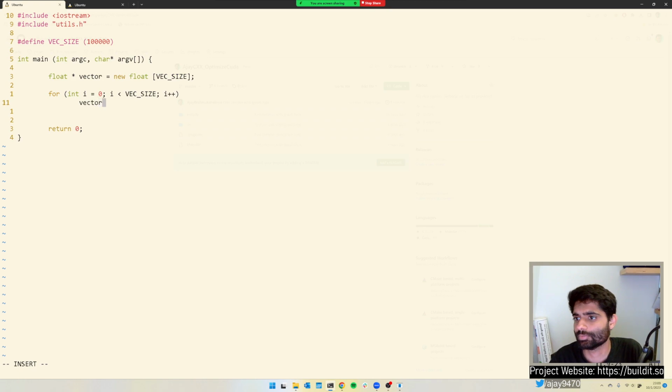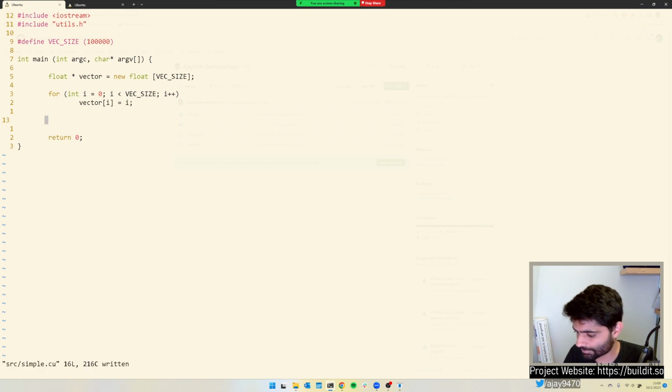So now I'm going to do vector of i equals i, suppose. It's the simplest operation. This code is normal CPU code. It runs on the CPU normally, like you run code. Now for the GPU to operate on this data, I need to first move this data onto the GPU, which means I need to allocate memory on the GPU.